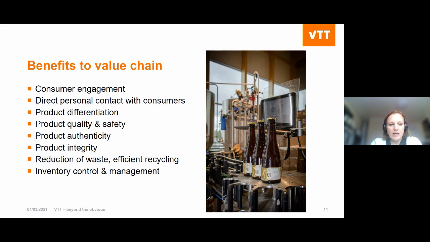And another benefit could be that the food waste, or generally also packaging waste, could be reduced, and the tags can also help with the recycling of the packages. And basically all of this could be achieved with a printable tag that is both cost efficient and easy to manufacture.